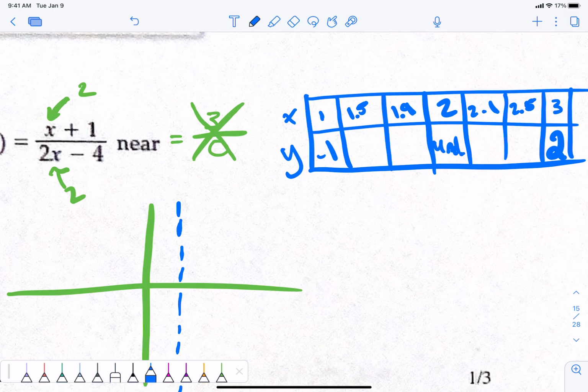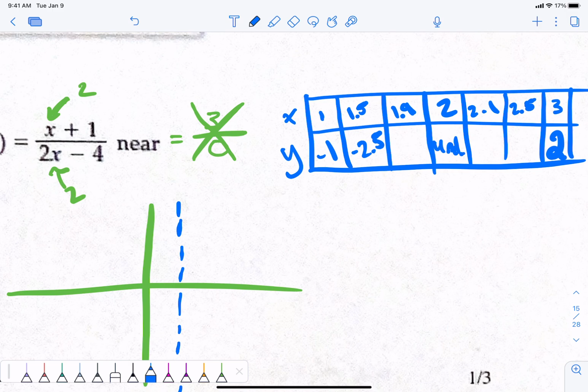Calculator. Yep, I got 2.5 over negative 1. So 1.5 is negative 2.5? We want positive 2.5, this is what we put on top. 1.5 is negative 2.5? Okay.